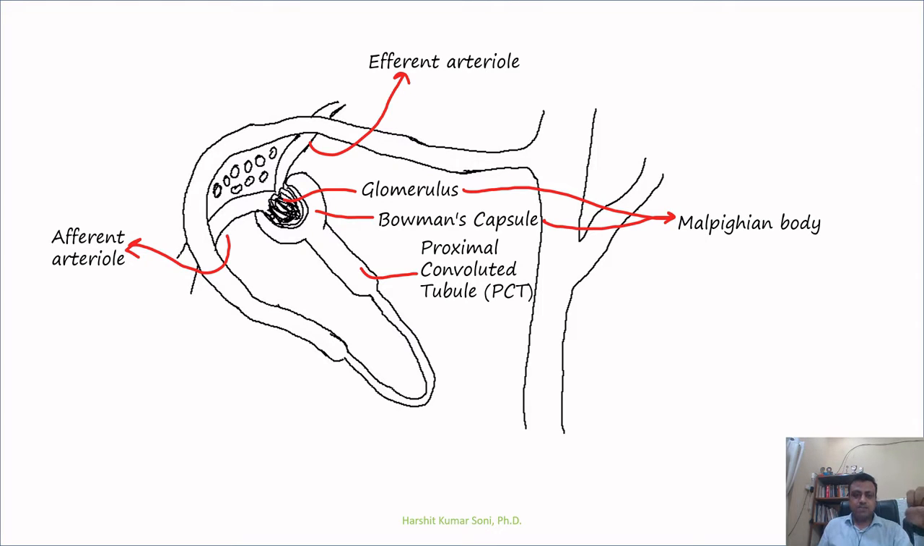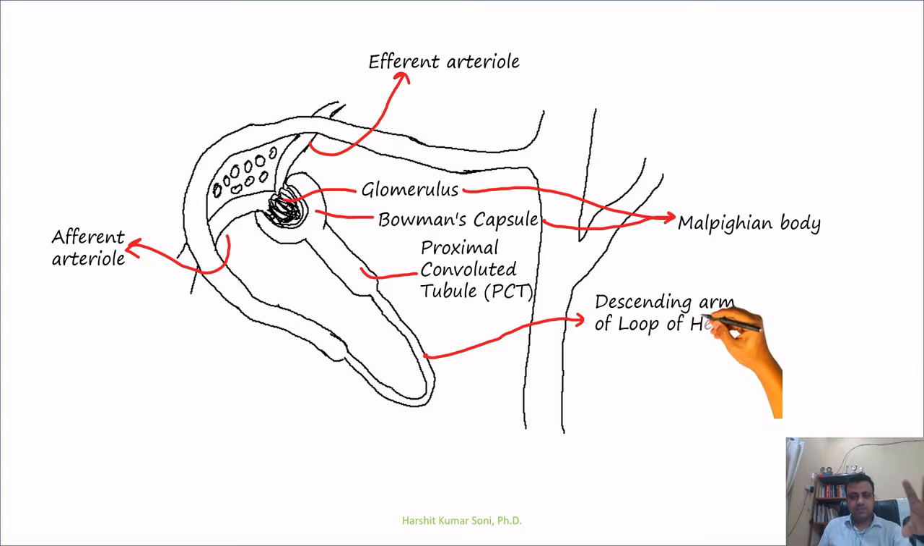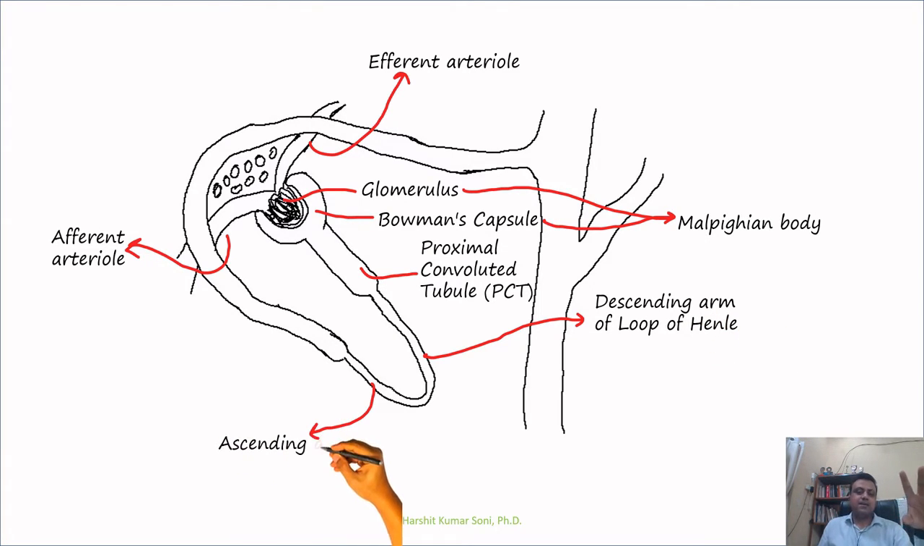The next part is the loop of Henle, which is U-shaped. It contains two arms. The one is called the descending arm of loop of Henle, descending because it is coming down, and another arm is called the ascending arm of the loop of Henle. The ascending arm has two parts, thinner part and thicker part. The thicker part will continue with the DCT, distal convoluted tubule.